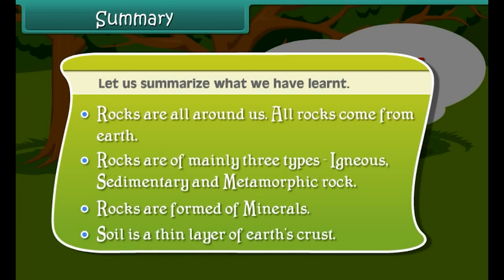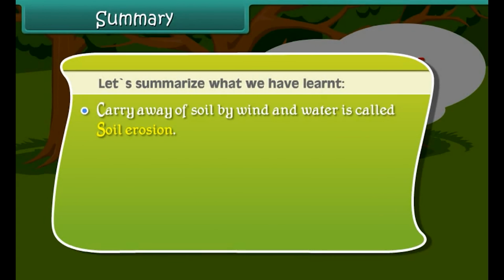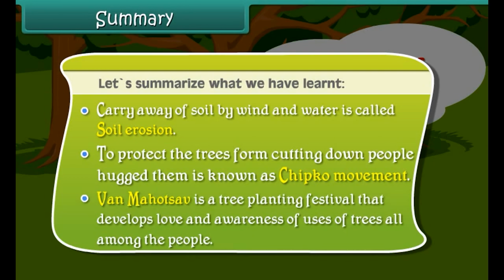Soil is a thin layer of earth's crust. Carrying away of soil by wind and water is called soil erosion. To protect the trees from being felled, people hugged them, and this movement is known as Chipko movement. Van Mahotsav is a tree planting festival that develops love and awareness of uses of trees among the people.